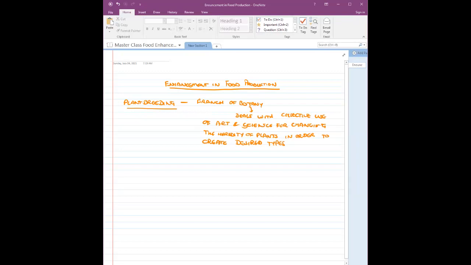So what are we trying to do? We are trying to change the heredity, or the genetics, of the plant in order to create our own required types, or something that we really want. That is nothing but plant breeding.